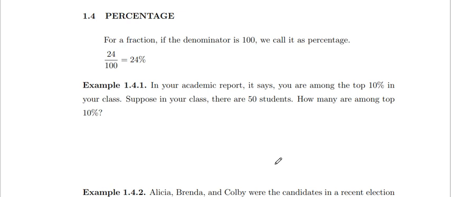Okay, so now we discuss the percentage. So what is the percentage? Percentage is just a fraction when the denominator is 100. 24 over 100, so we say this is equal to 24%. So percent means 100, right? So for percent, we just say the denominator is 100.